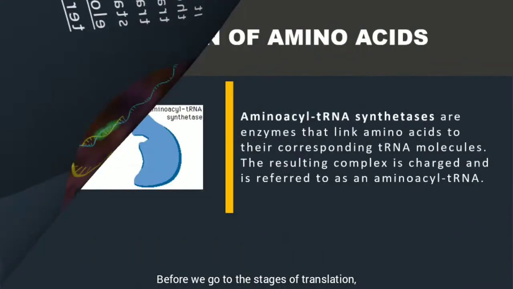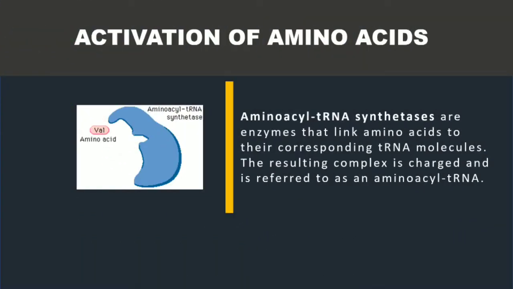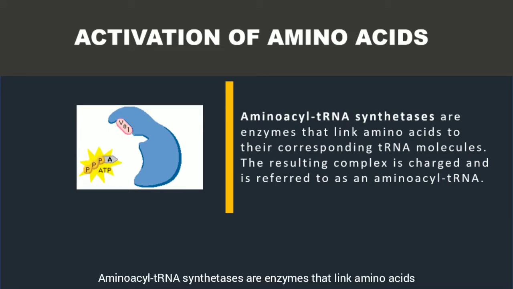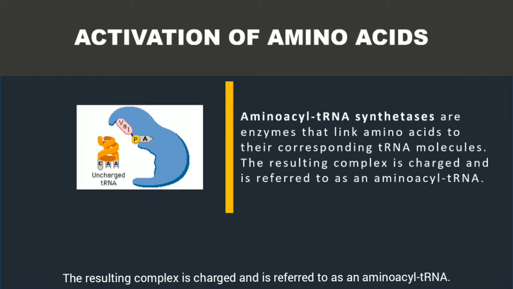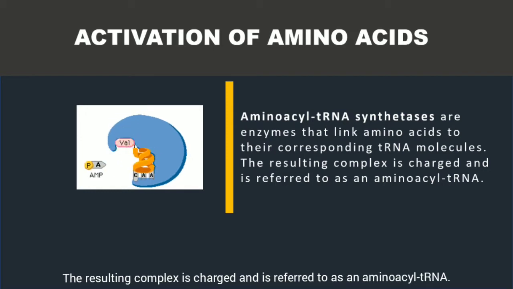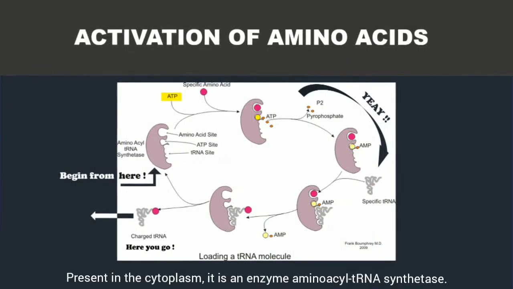Before we go to the stages of translation, we must know the activation of amino acids. Amino acid tRNA synthetases are enzymes that link amino acids to their corresponding tRNA molecules. The resulting complex is charged and is referred to as an amino acid tRNA. Present in the cytoplasm, it is an enzyme, amino acid tRNA synthetase.